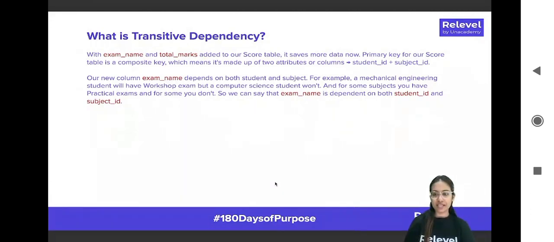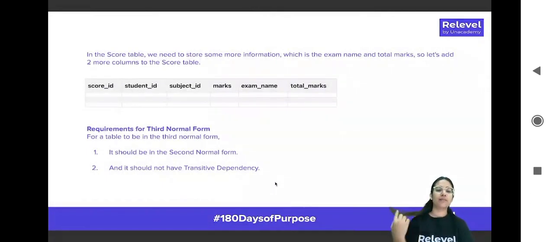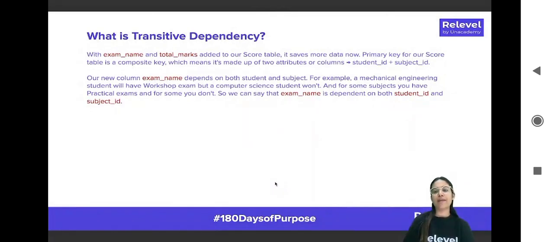Now the primary key for the score table is actually a composite key. You remember we discussed in the partial dependency part that when we consider the score table, the student ID alone or the subject ID alone is not enough to uniquely identify a record. You need to know both the student ID and the subject ID in order to uniquely identify a tuple. So the primary key for our score table is a composite key, which means that it is made up of two attributes or columns.